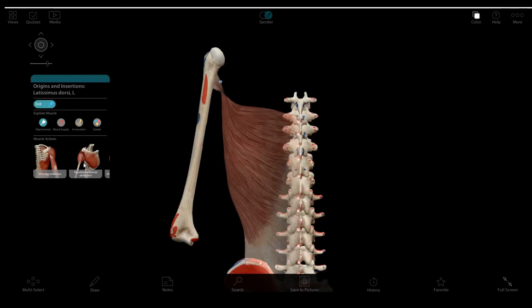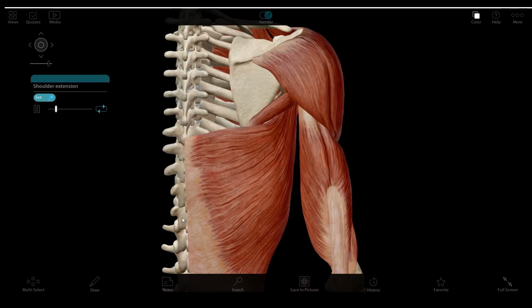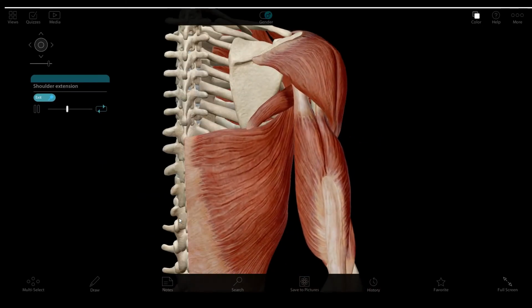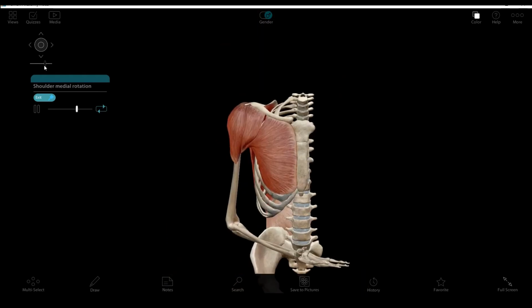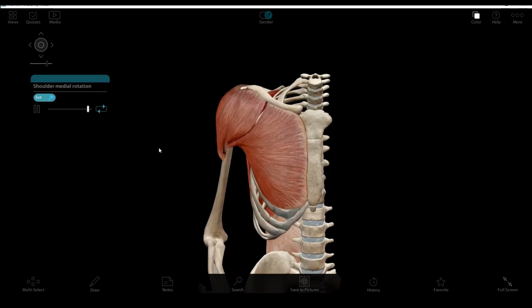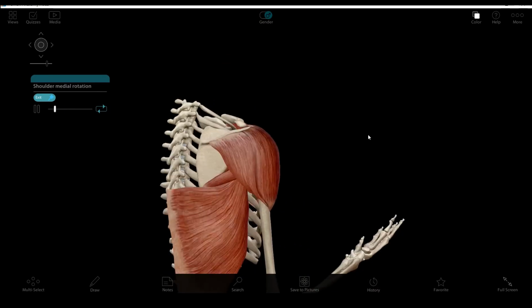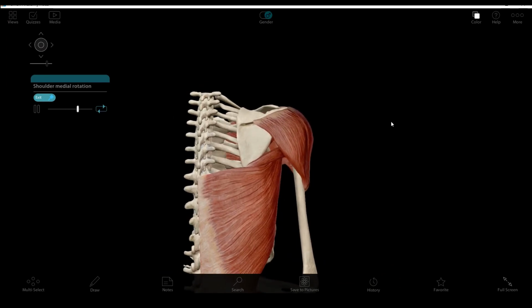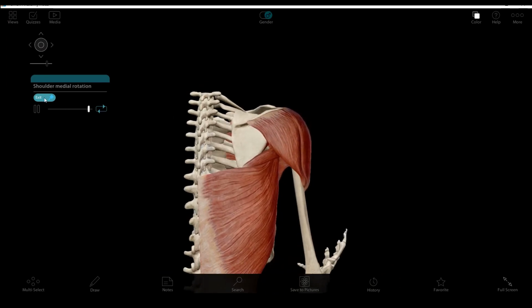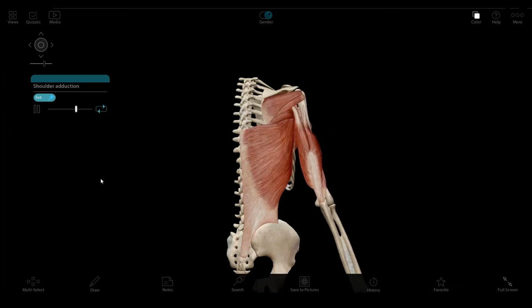And the function is extend, adduct, and medially rotate the humerus. This is the extension movement of shoulder. This is medial rotation of the shoulder. And this is the adduction of the shoulder.